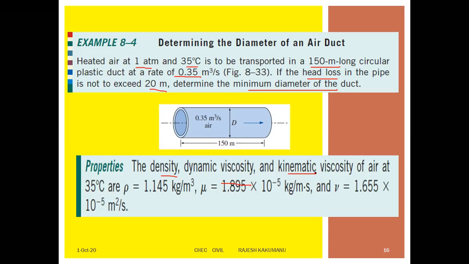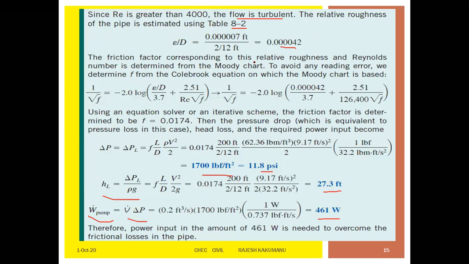The density, the dynamic viscosity and the kinematic viscosity of air at 35 degrees C are given in the question: rho is equal to 1.145, mu is equal to 1.895, and v is equal to 1.655 into 10 to the power of minus 5, right? Next, what is the thing you have to find?